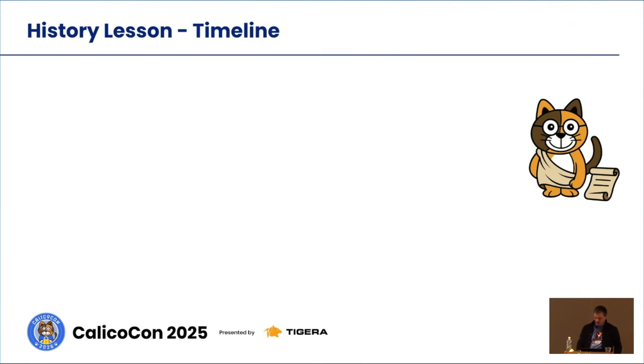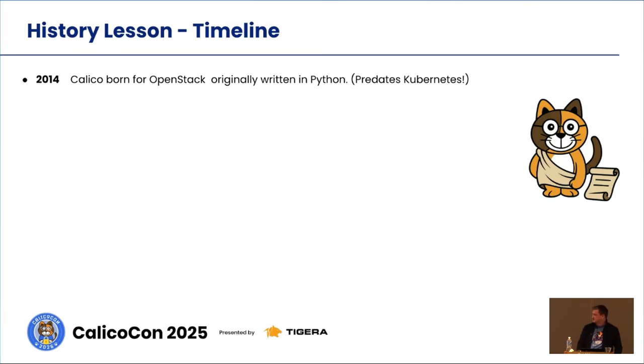Just to go back and cover some of that history building up to this latest release. I think Pratik touched on it. Back in 2014, Calico was actually born for OpenStack. Calico was originally written in Python, and we still support that today. We have users and paying customers who work with OpenStack and refuse to migrate to Kubernetes, and are perfectly happy with the capabilities it offers them in their networking stack. We fully support that still.